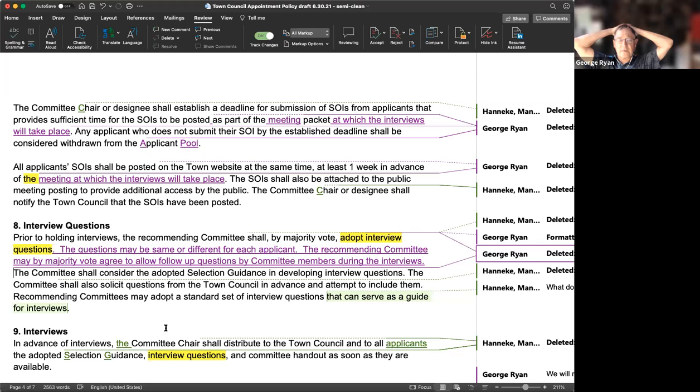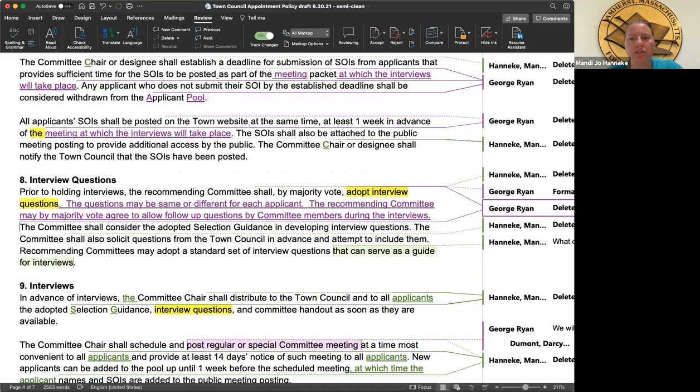Not seeing any disagreement, I'm going to leave it that way. Oh, and I recommended getting rid of the last sentence: recommending committees may adopt a standard set of interview questions that can serve as a guide for interviews.